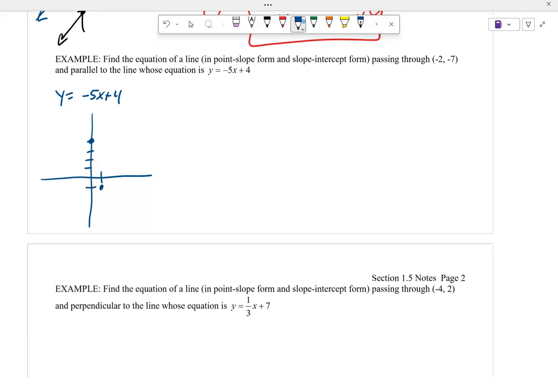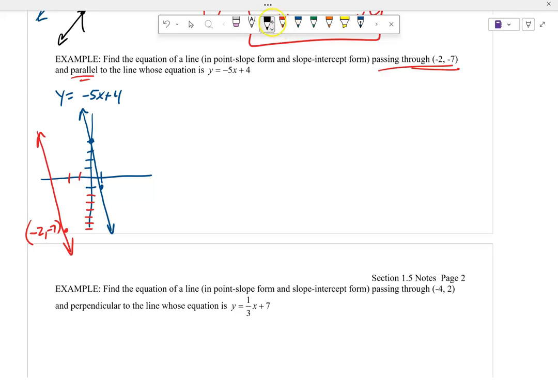Drop 5, right 1. Okay, here's the given line. What I'm trying to do is find the equation of a line that passes through (-2, -7) and is parallel. So here's -2, -7, but I want it to be parallel. So I'm trying to find the equation of that line parallel to y = -5x + 4.